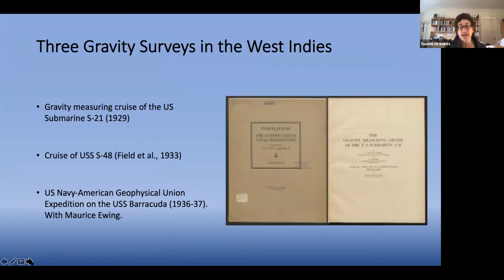The first in 1929, the gravity measuring cruise of the USS submarine. Actually, that was before Hess had quite finished his PhD. Then a second cruise on the US submarine S-48, and then a third cruise on the USS Barracuda, where another rising young geophysicist joined, and that was Maurice Ewing, who would later go on to become the head of the Lamont Geological Observatory at Columbia.